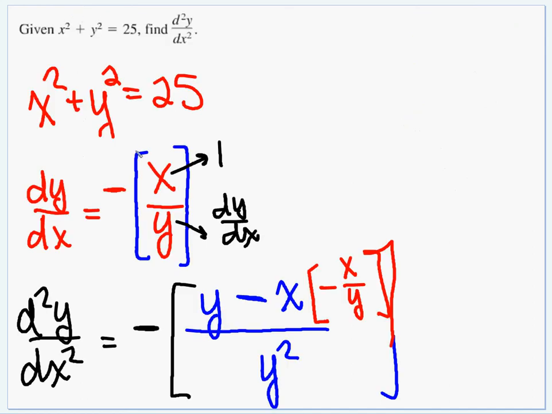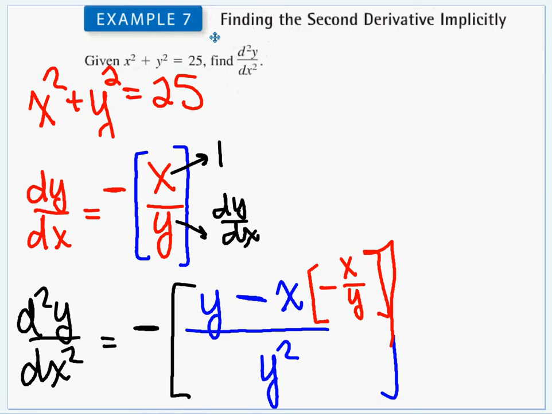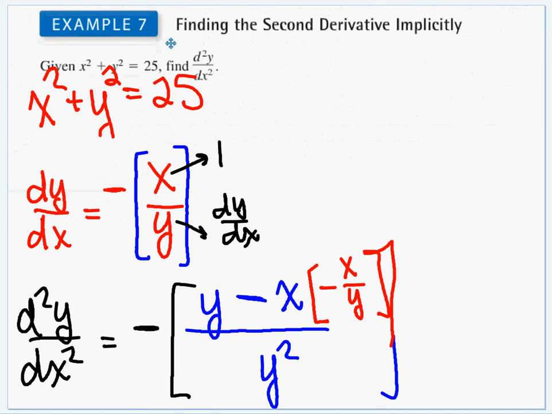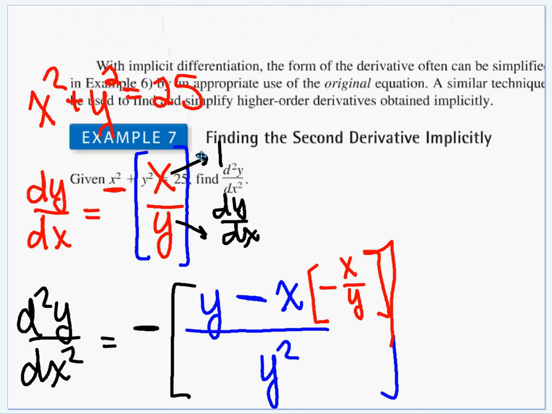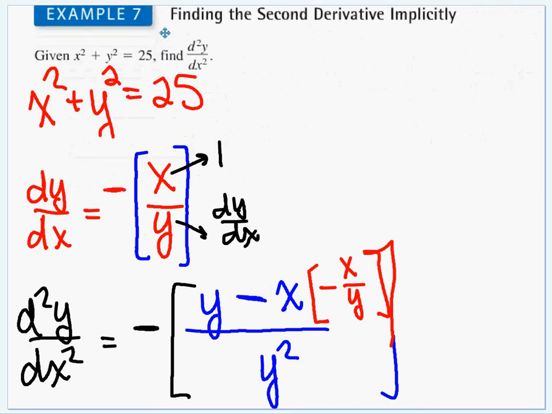And at this point, we could plug in our point to find our slope. I thought they were asking for a derivative at a point here. No, I've got one in my notes, but I don't see where that happened in the book.